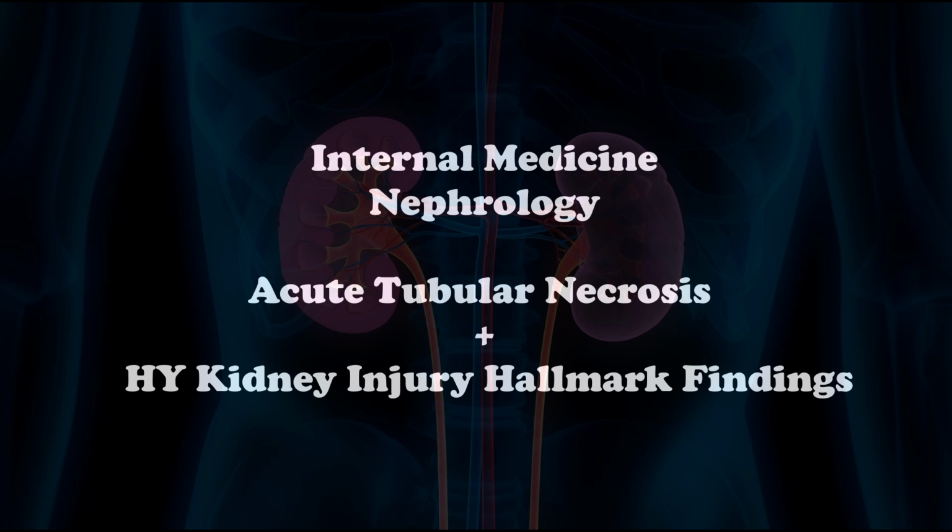The hallmark finding and the most high yield thing is that on urinalysis you have muddy brown granular casts that consist of renal tubular epithelial cells. It can be a pretty nonspecific finding, but it's very sensitive for finding acute tubular necrosis.